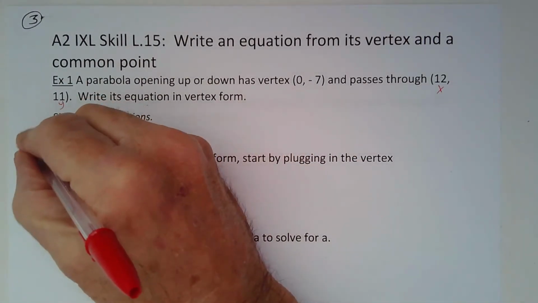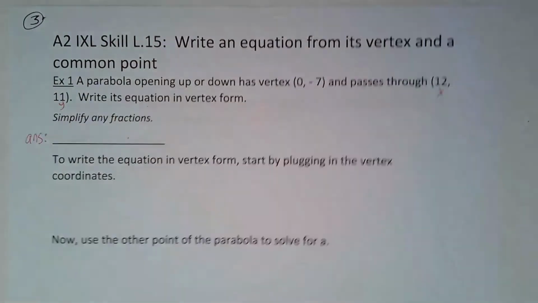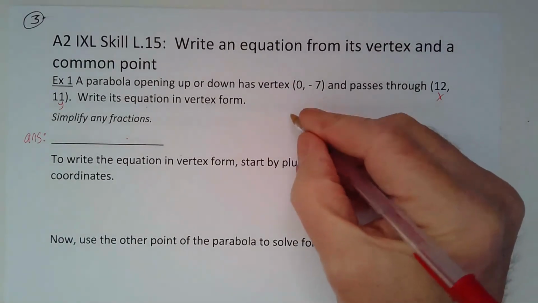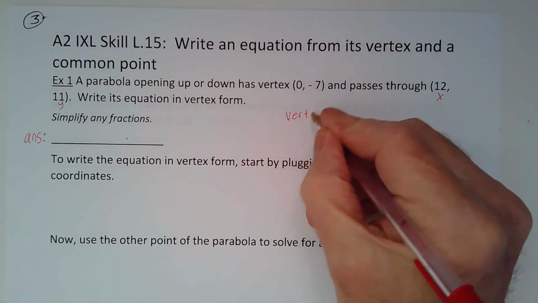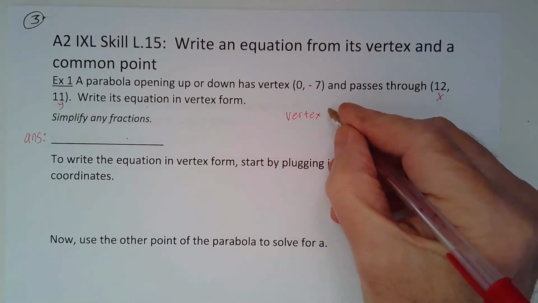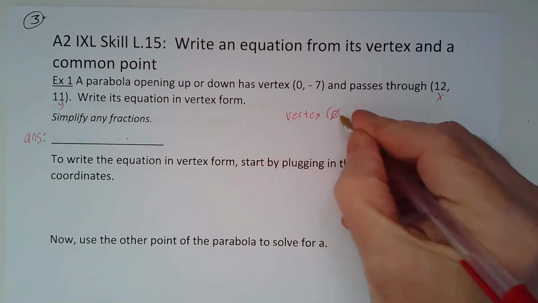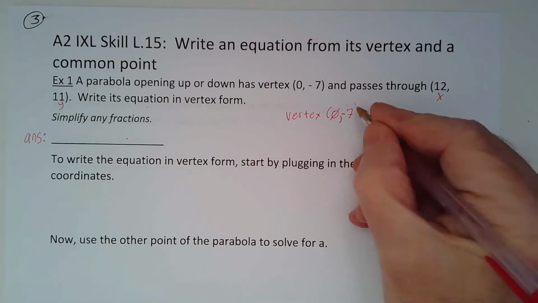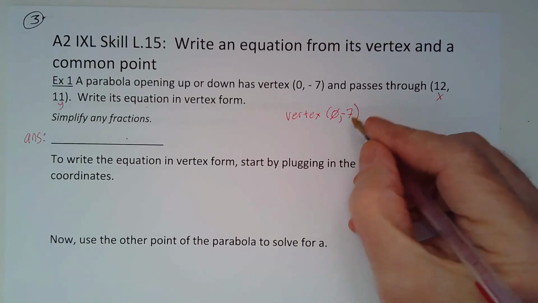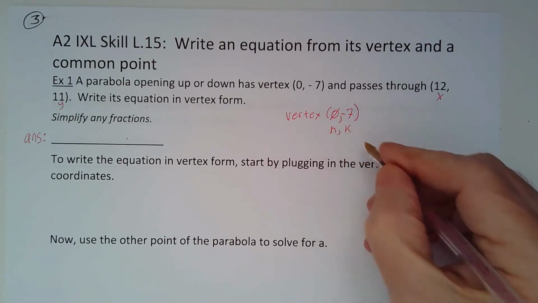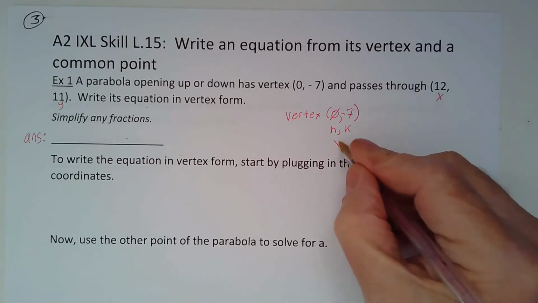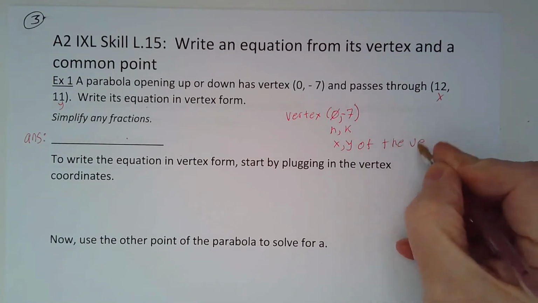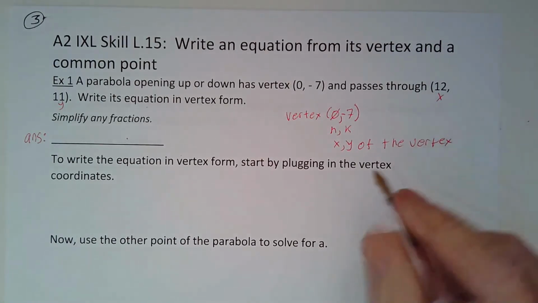I'll just put answer over here so you know that's what it is. And I'm going to write over here again the vertex, just to remind ourselves. The vertex coordinates are x or h is 0 and y or k is -7. So that's your h and your k, and that's the x, y of the vertex. I know I'm being redundant, but I want people to remember that.